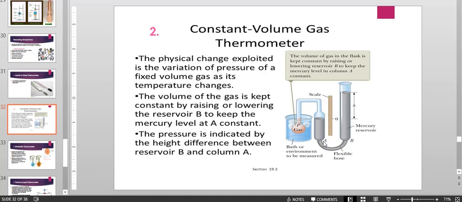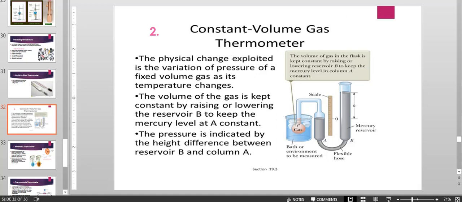The pressure is indicated by the height difference between reservoir B and column A, as you can see here in the diagram as well. So this is basically the apparatus of the constant volume gas thermometer. It has a mercury reservoir, and this is the flexible hose with the help of which we can raise the reservoir B in order to keep the mercury level constant in the reservoir A up to this level.